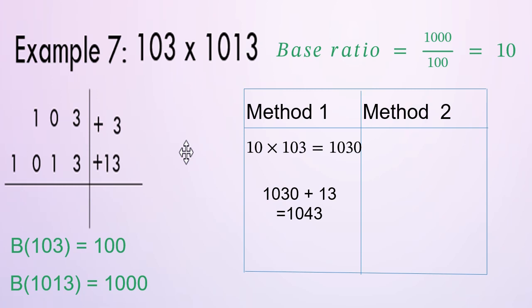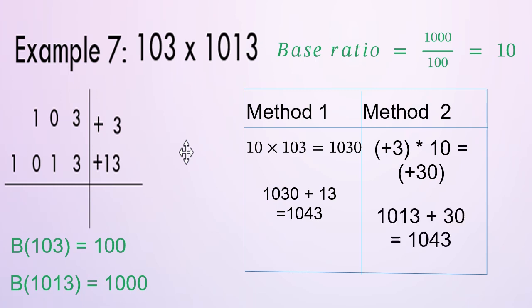Method 2, another way of doing this is to multiply 3 by 10. So, plus 3 multiplied by 10 equals plus 30. Because the sign of 30 is a plus, therefore we will add here. So we do 1013 plus 30 equals 1043. From both the ways we will get the same answer, which is 1043 in this case. So, we write 1043 on the left-hand side of the vertical line.